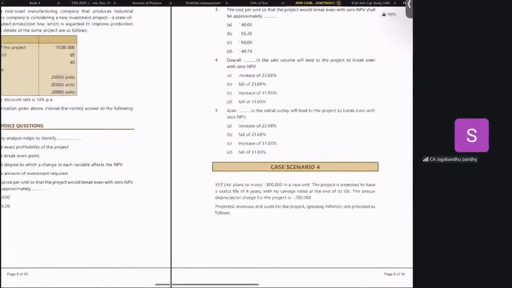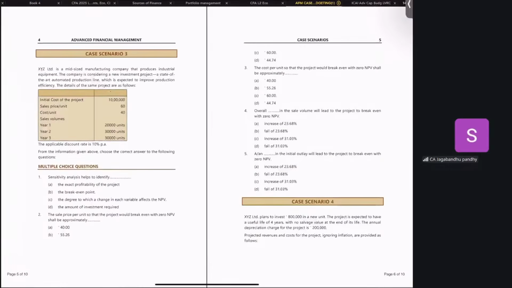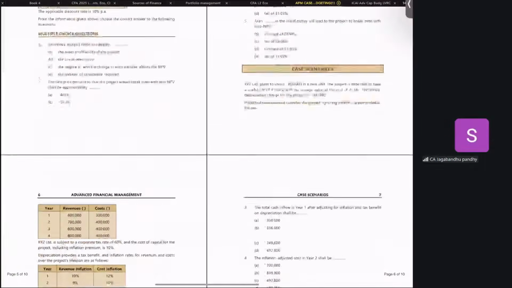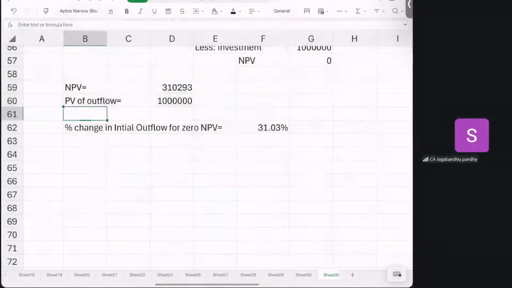Case scenario 3 is done, guys. So let's take a break of around 15 minutes. So where are these scenarios given, sir? They're there in the case scenario booklet of ICAI. Yes, sir. Okay, so let's take a break of 15 minutes, guys, and then we'll come back and take up the remaining case study, which is case study number 4.